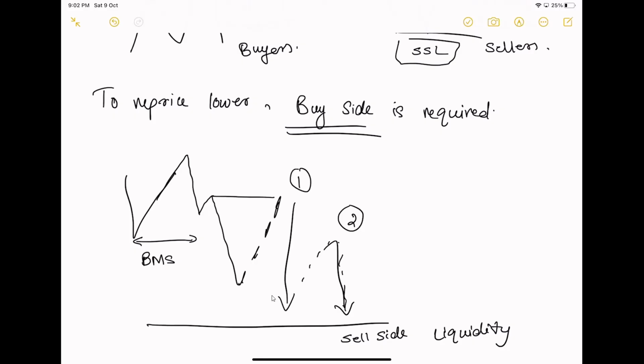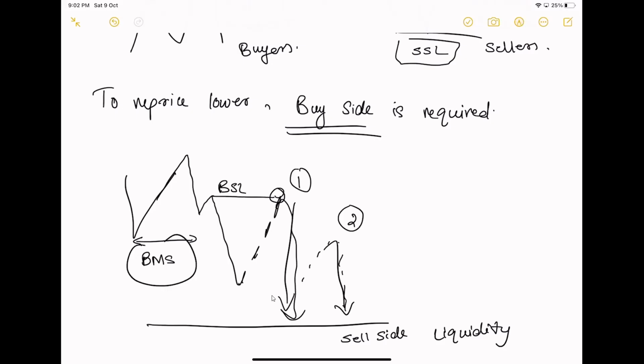Scenario 1, it's because, see this breaking market structure, while we do have other concepts like the change in state of delivery, breakers and all that, there are certain conditions that need to be met in order for them to actually work. But just talking about it from a very generic perspective, we have buy side here, price will take out buy side and then reprice lower to sell side.